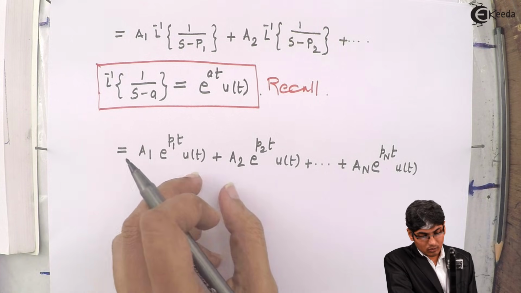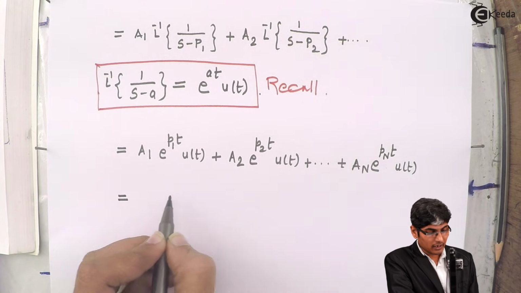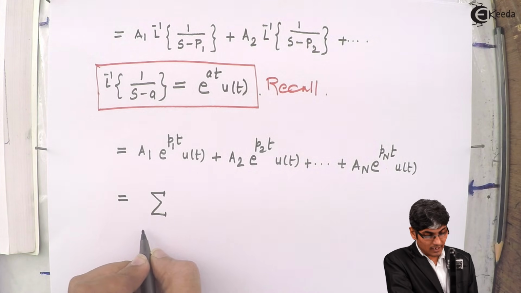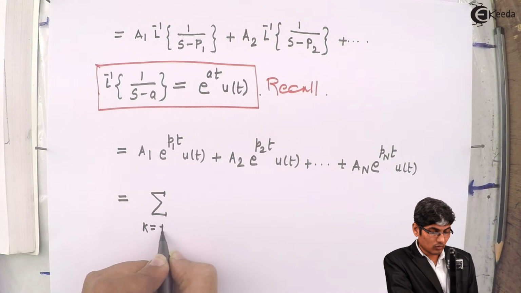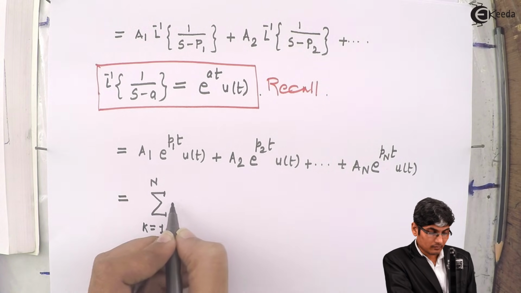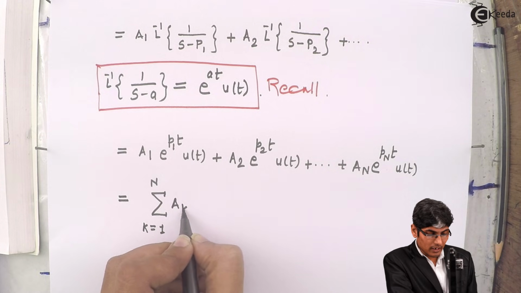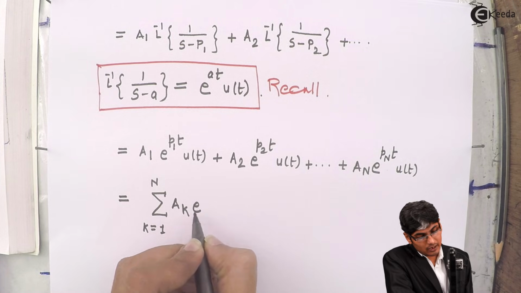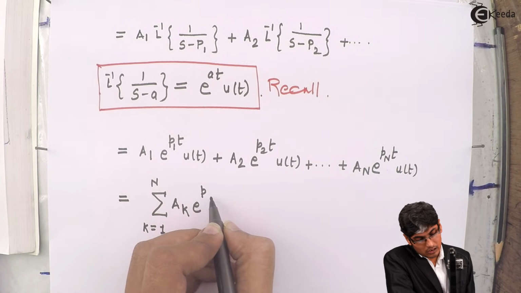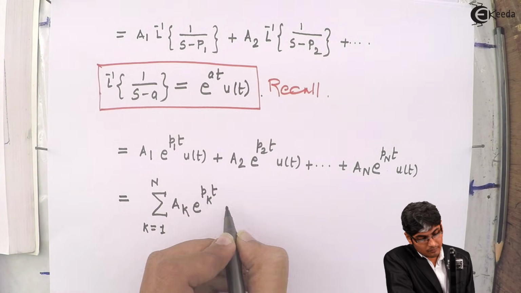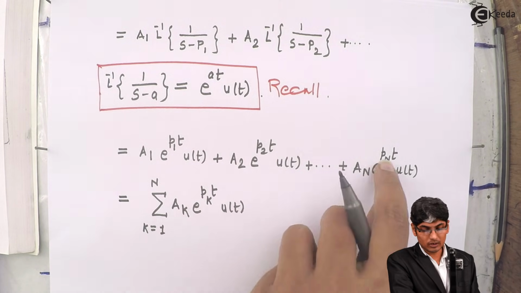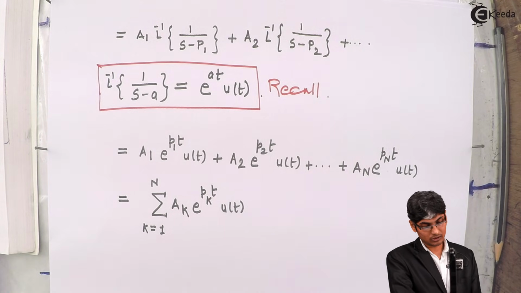Okay, so let us take u of t common and write it again in terms of summation. So I have the summation, k equals 1 to n, of A k into e raised to p k t u of t. Okay, because these are p1, p2 and pn, so it will be p k t u of t.